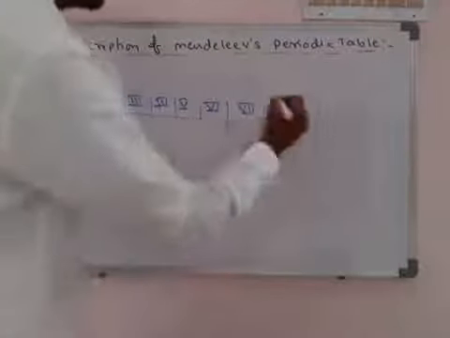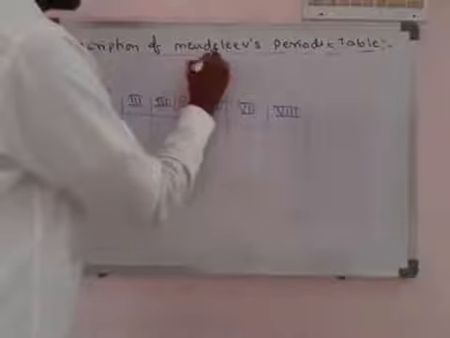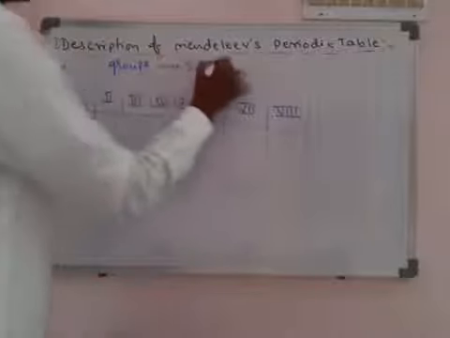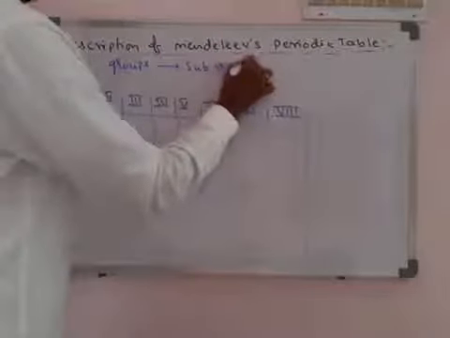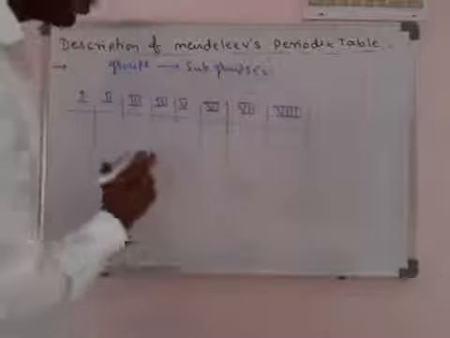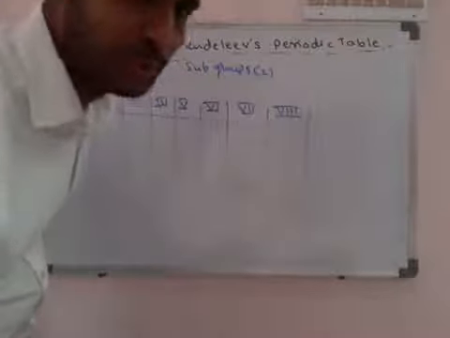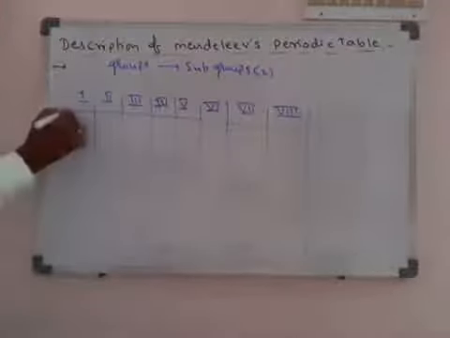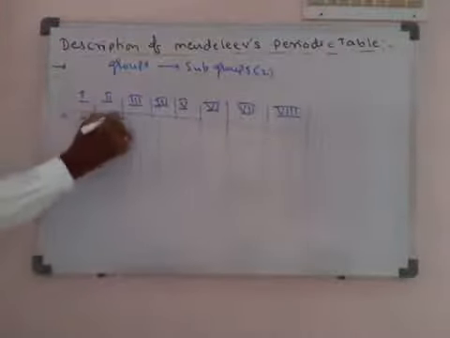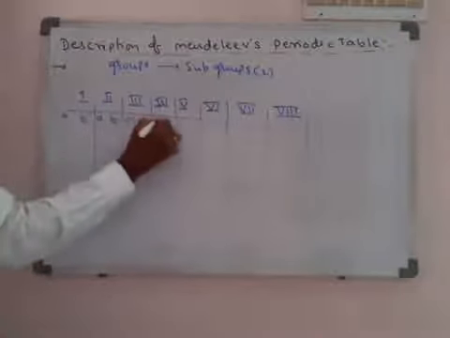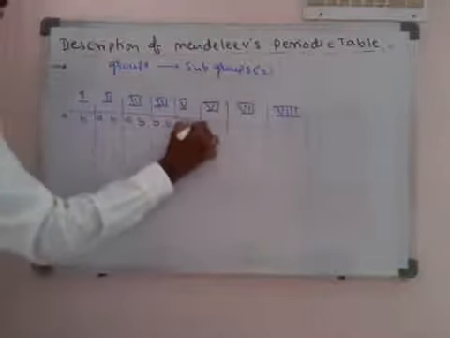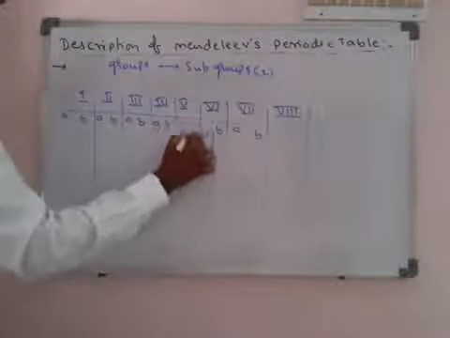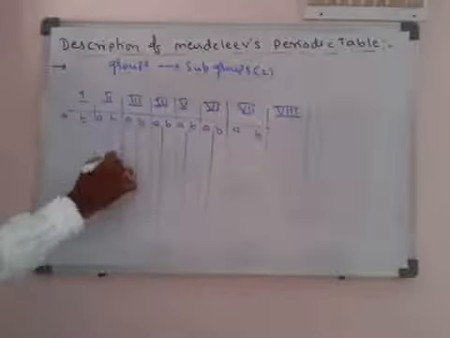So all groups are divided into subgroups. Means groups are divided into subgroups. How many subgroups? Each group is separated into 2 subgroups except the 8th. So 8th కాకుండా మిగతా వాటన్నిటిని A, B. So all groups except 8, he divided again into 2 subgroups.